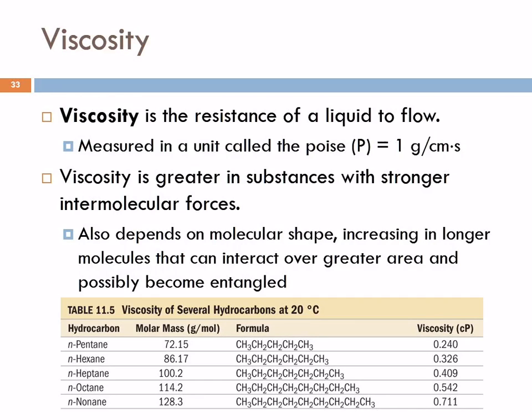The viscosity also depends on the molecular shape, because molecular shape affects the intermolecular forces. If we look at these different hydrocarbons, pentane, hexane, heptane, octane, and nonane, we see that their molar masses increase with their size, and we see that the viscosity increases. So we have larger molecules, which are all nonpolar, so they just have the dispersion forces. Dispersion forces are stronger. But as these molecules increase in size, they're also getting longer.